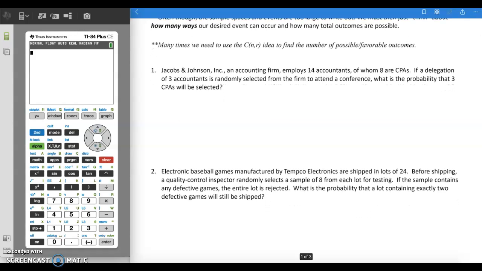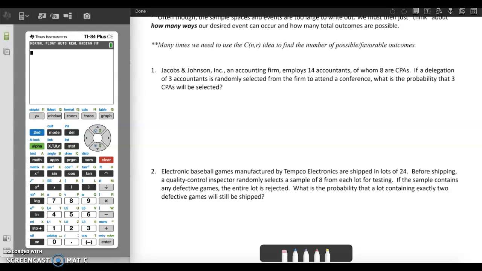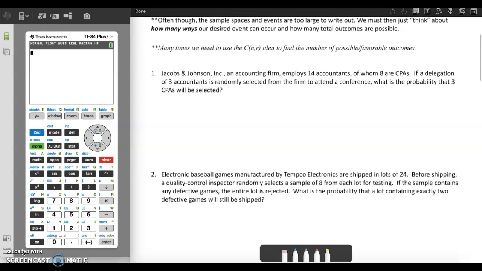We've got Jacobs and Johnson, Inc., an accounting firm, that employs 14 accountants, of whom 8 are specifically CPAs. If a delegation of 3 accountants is randomly selected from the firm to attend a conference, what's the probability that 3 CPAs will be selected? Okay, so the general idea of setting up a probability is the number of favorable outcomes over the total number of outcomes.